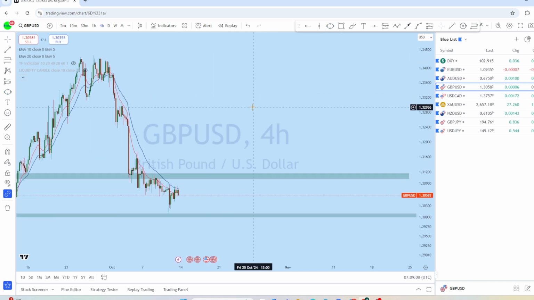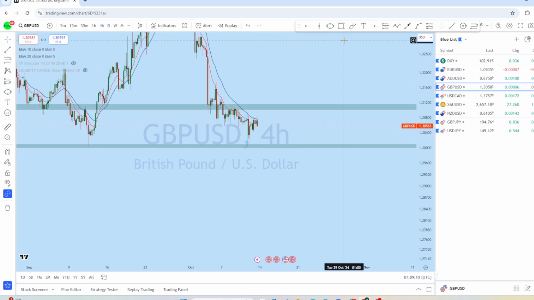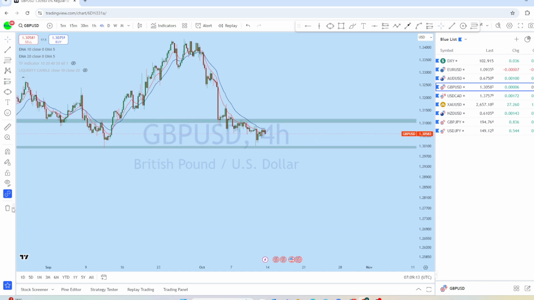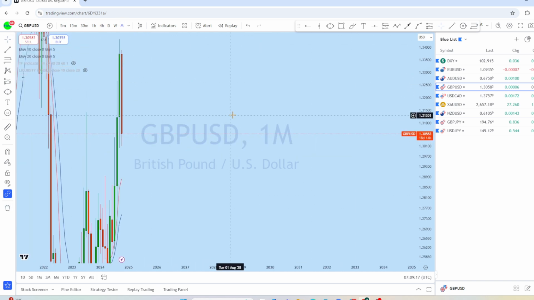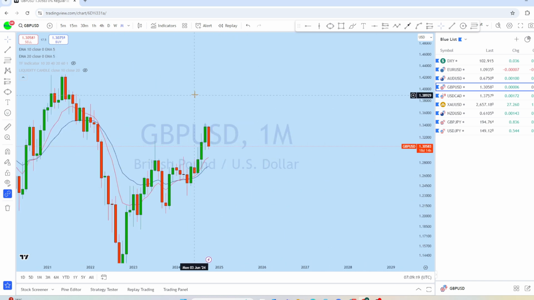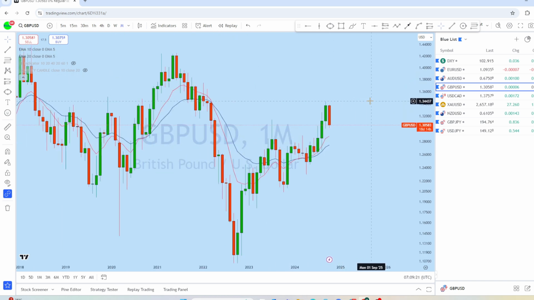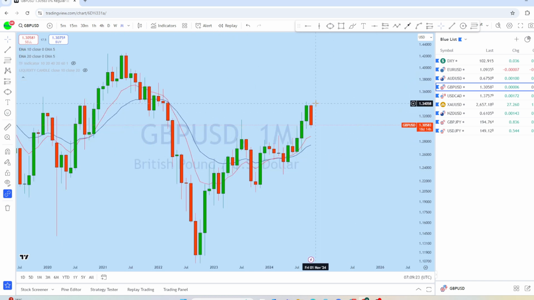Now let's look at British pound US dollar to see what kind of price action it is creating. British pound US dollar, looking at the monthly chart, what we can see from the monthly perspective on GBPUSD, this is the monthly price action.